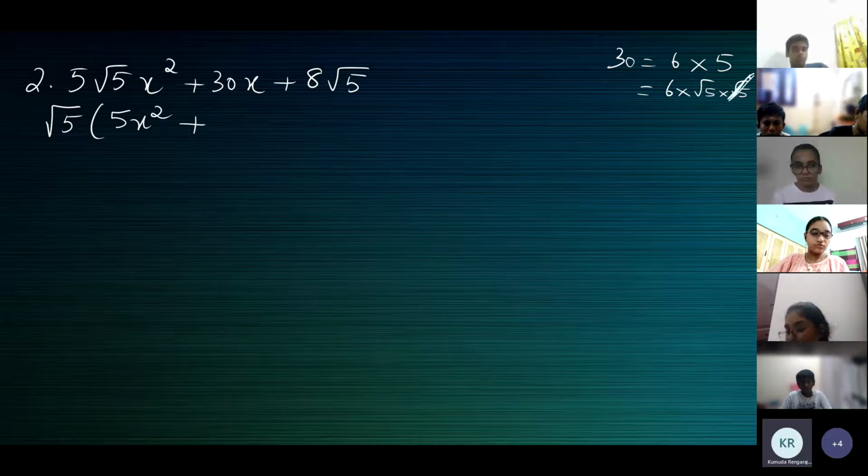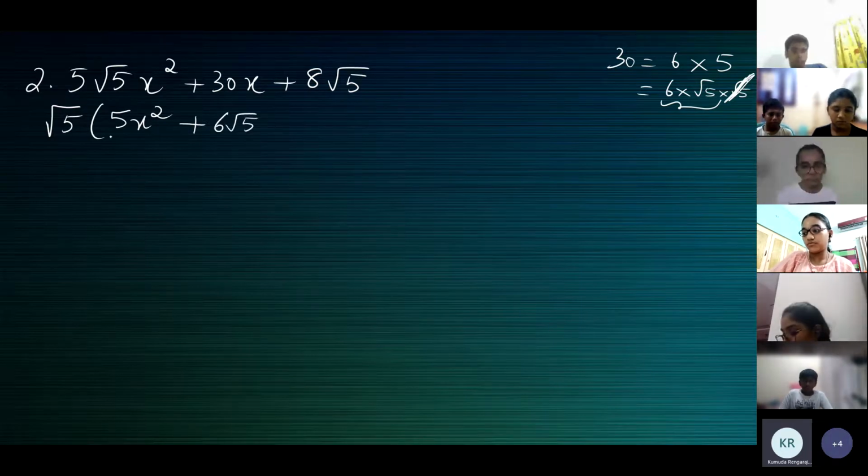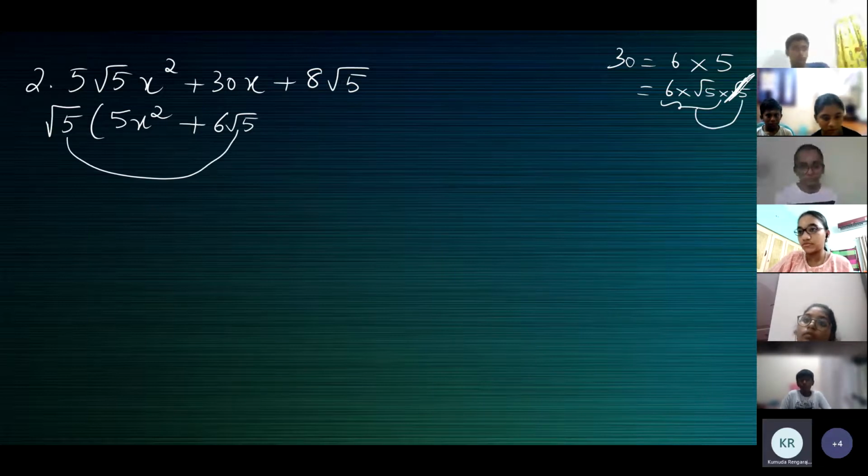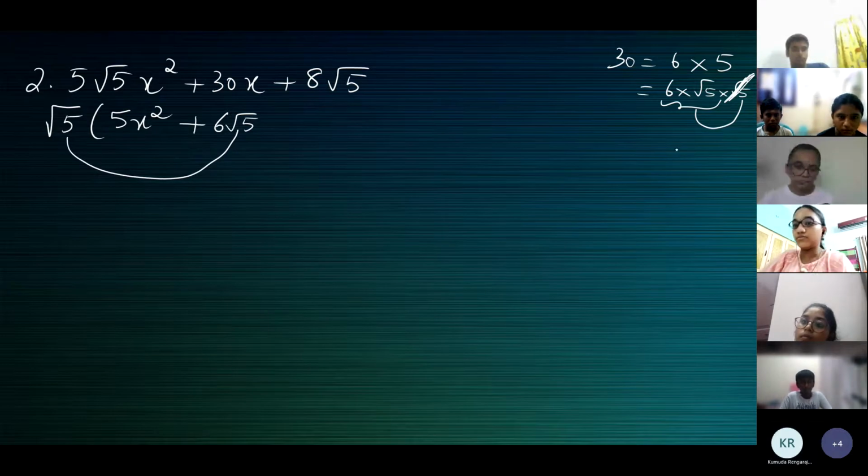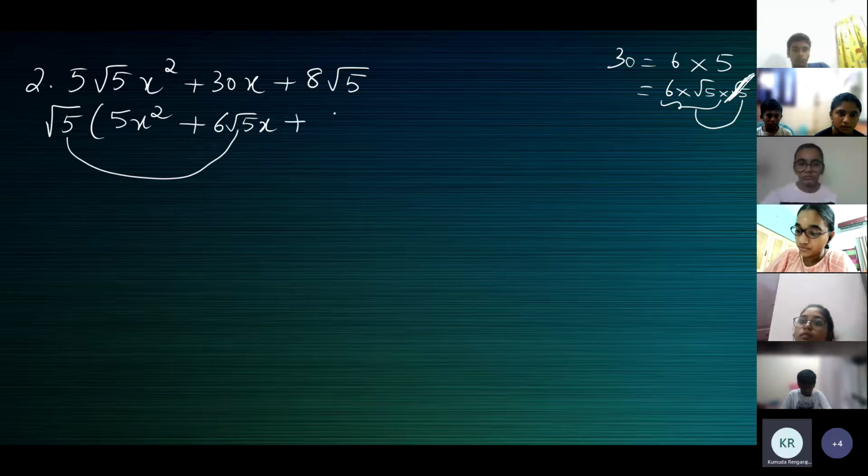Now root 5 is common. So what should you write in the bracket? 6 root 5, because there is one root 5 outside. Now root 5 into 6 root 5 is 30, x. Now what here? Plus 8, ma'am. 8. So yeah, root 5.